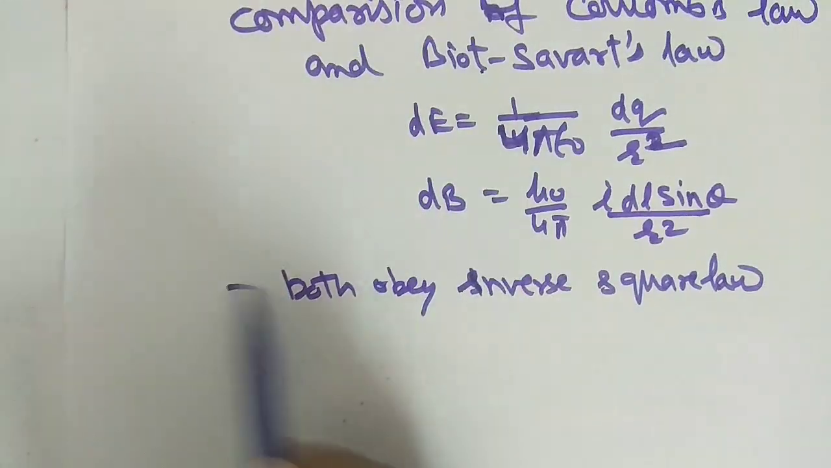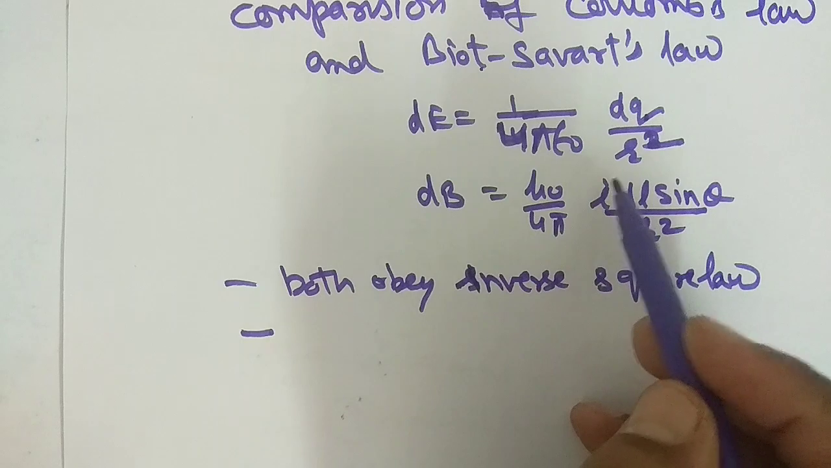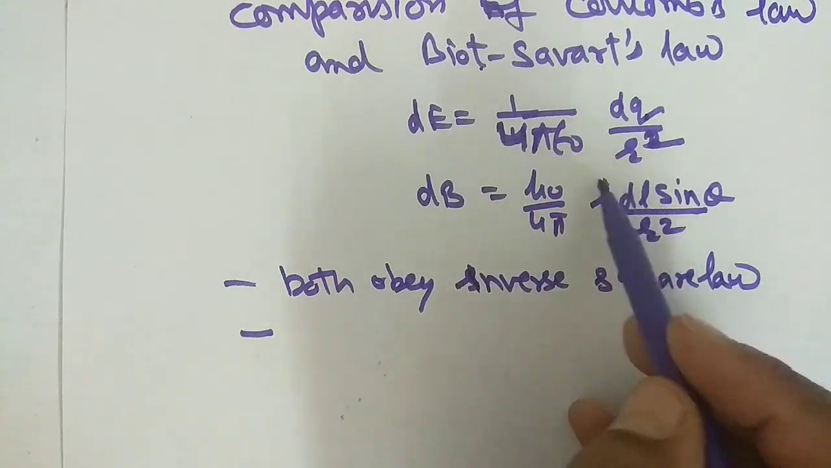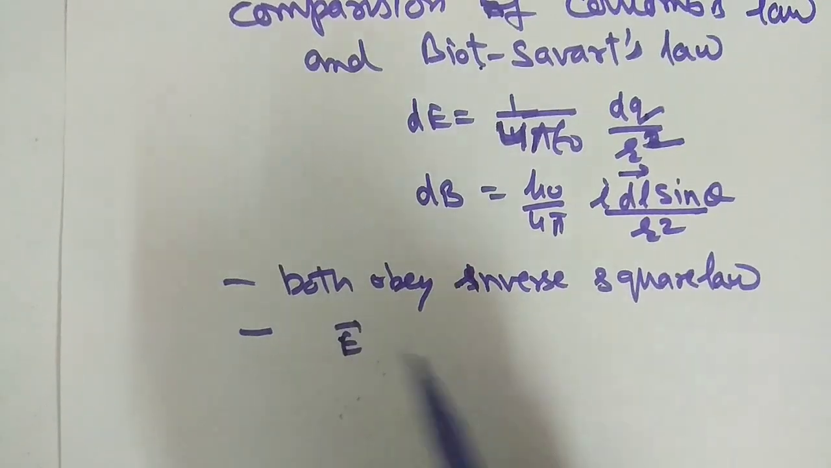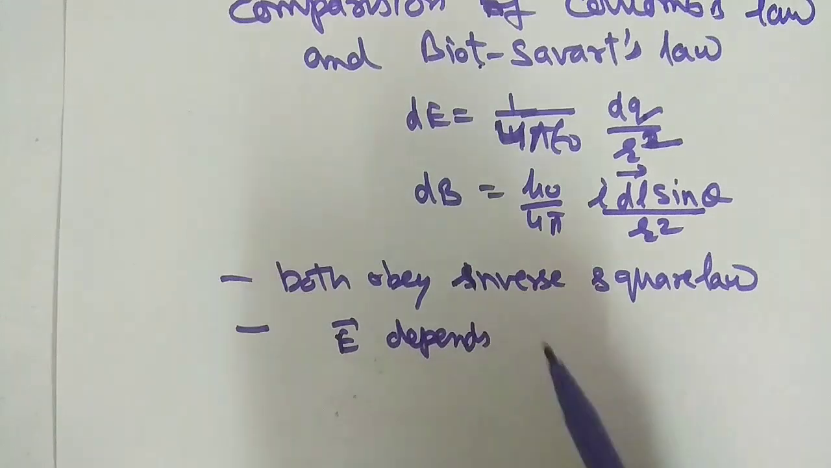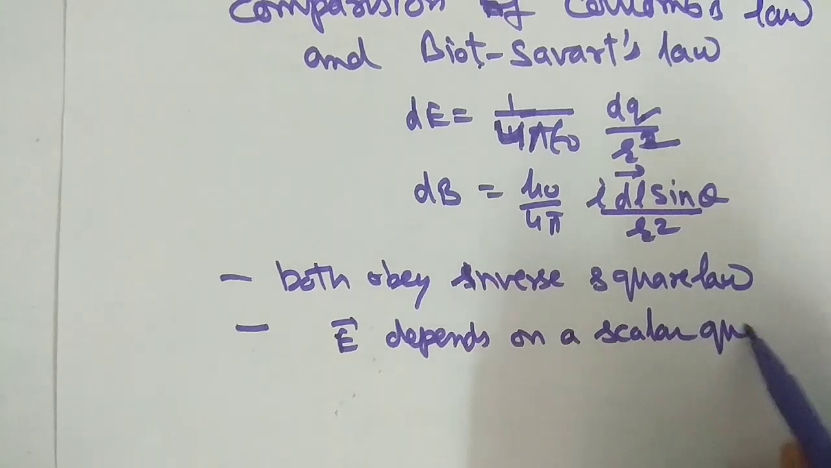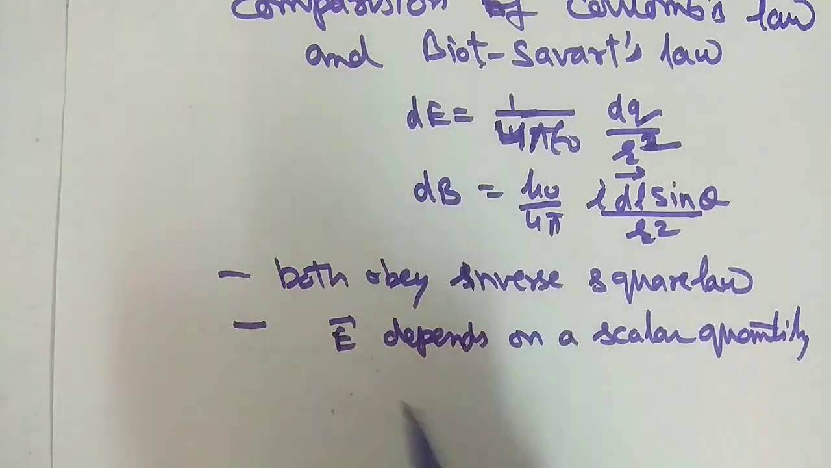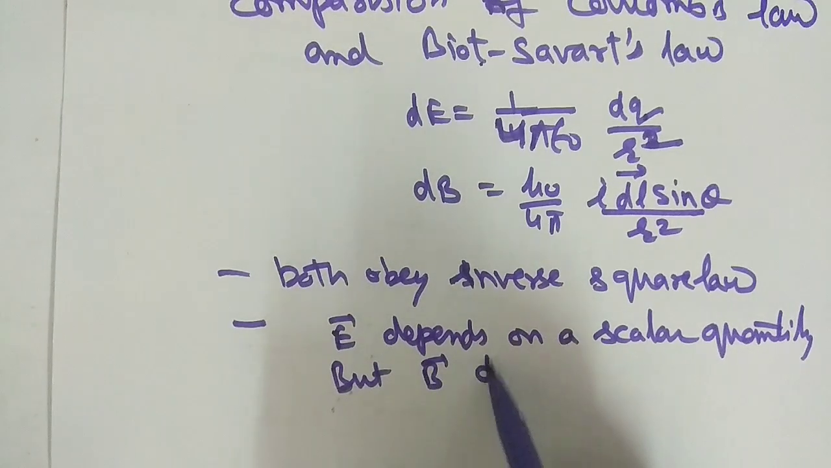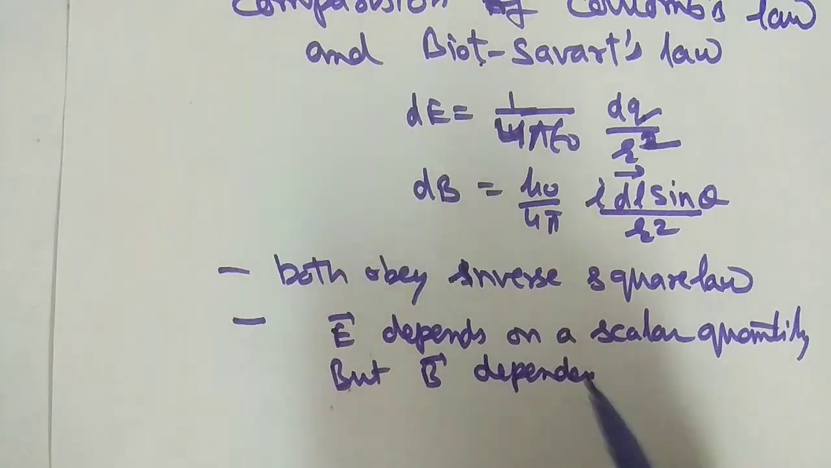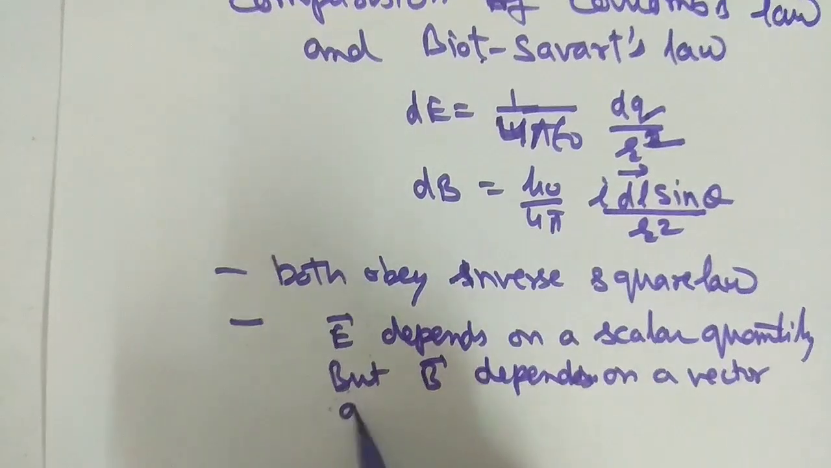And second thing, dq is a scalar quantity, but I dl is a vector quantity. So dE or E depends on a scalar quantity, but B depends on a vector quantity. Okay, vector quantity.